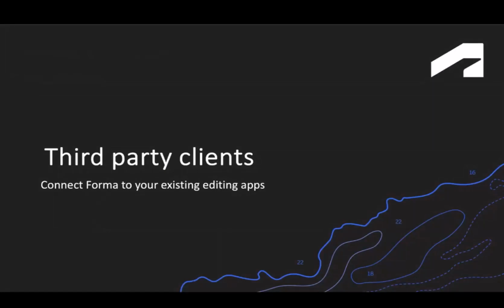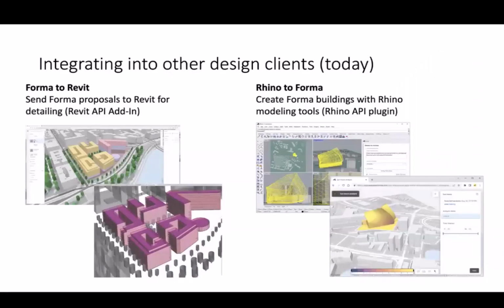So there's one more use case I wanted to talk about, which we call third-party clients. A different name we're using for this is connected clients. What we're talking about here is how you can connect Forma to existing drawing apps. I'll show you two quick examples. Two examples that are in production today are our Forma to Revit plugin and our Rhino to Forma plugin. They're focused on sending Forma proposals to Revit, or having Forma buildings modeled outside of Forma and then continuously updated in Forma.